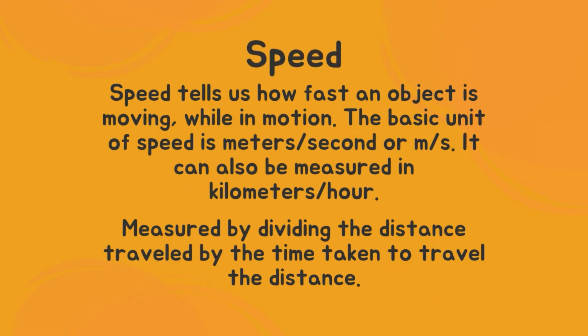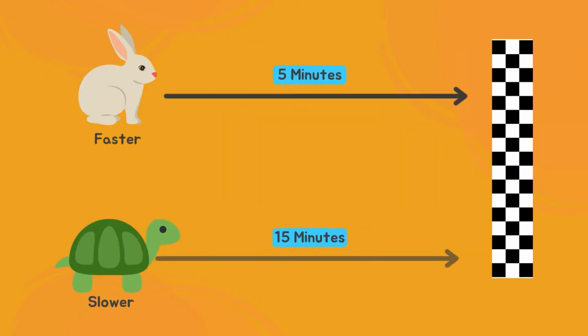Then we have speed. Speed tells us how fast an object is moving while in motion. Speed is measured by dividing the distance traveled by the time taken to travel the distance. The basic unit of speed is meters per second. It can also be measured in kilometers per hour. For example, if animal A takes a shorter amount of time to reach a destination than animal B, we can determine that animal A is faster.